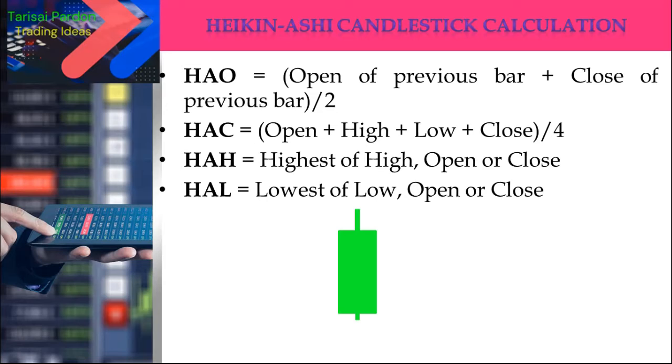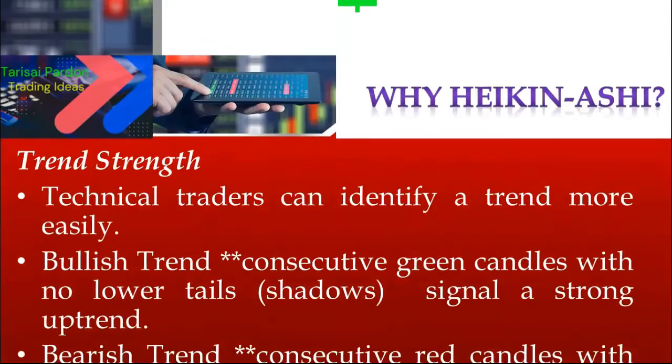The HAC, we will get it by adding the open, the high, the low, the close and dividing the total by 4. And the HAH is obtained from the highest of the high between the open or the close. The HAL will be determined by the lowest of the low between the open and the close.